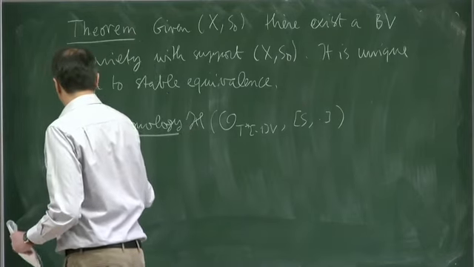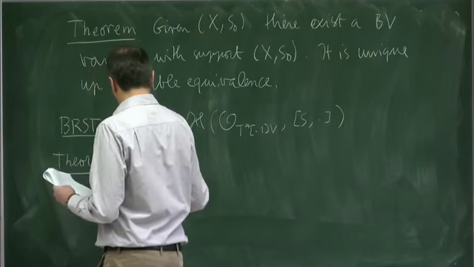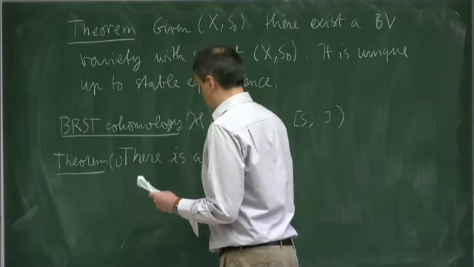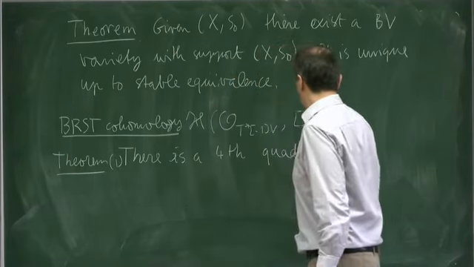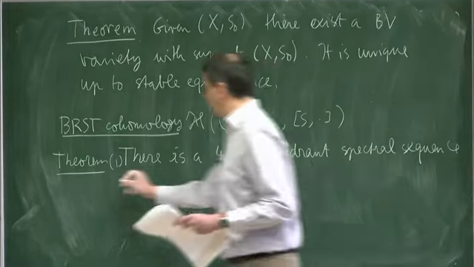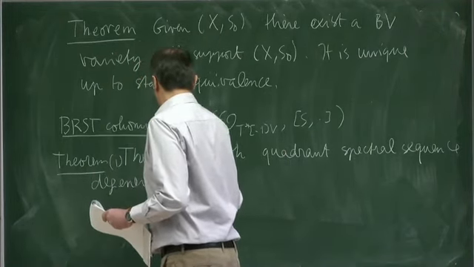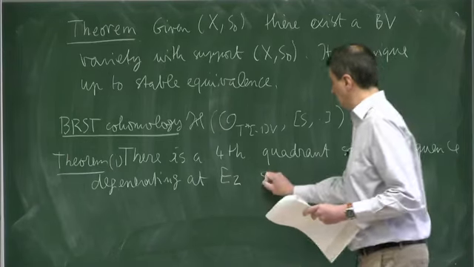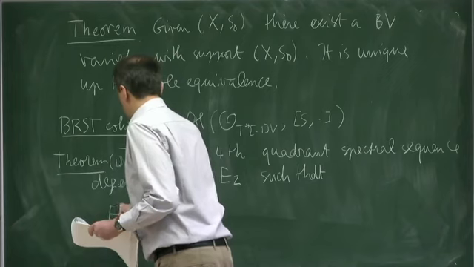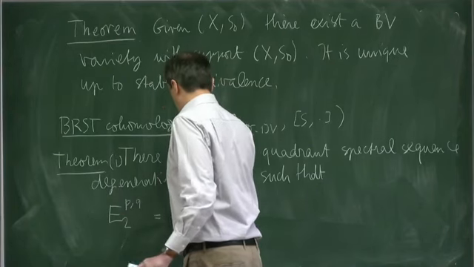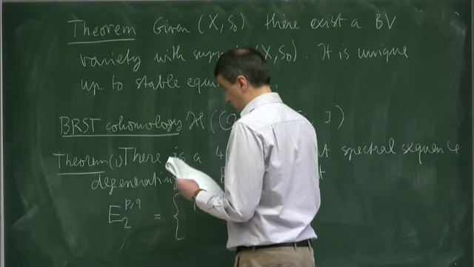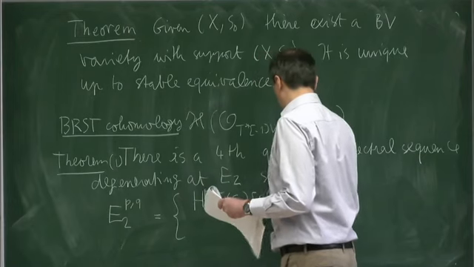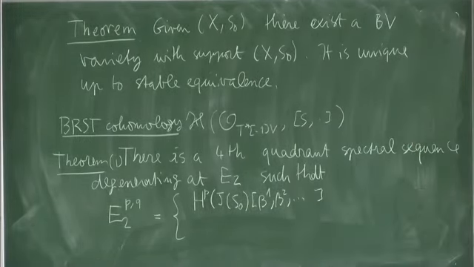So the theorem: first part, there exists a fourth quadrant spectral sequence degenerating at E2, such that, let me write E2 pq is, you can really think of it as some cohomology of these coordinates, a basis of your vector bundle, which you use to define V.